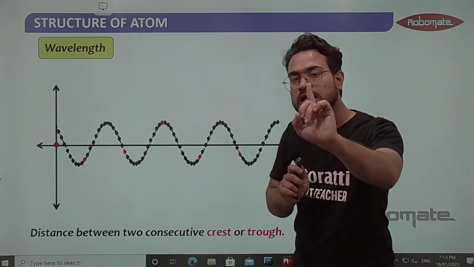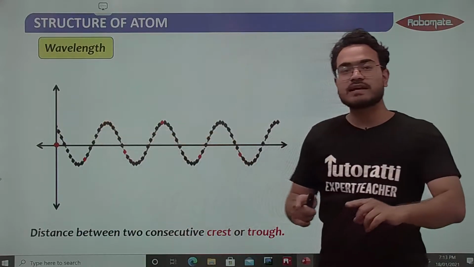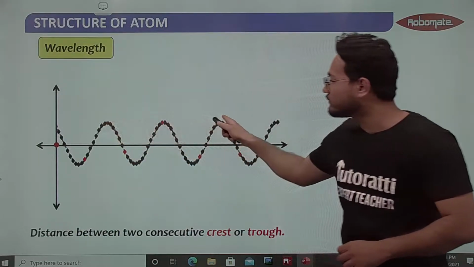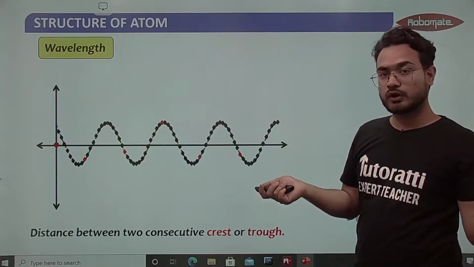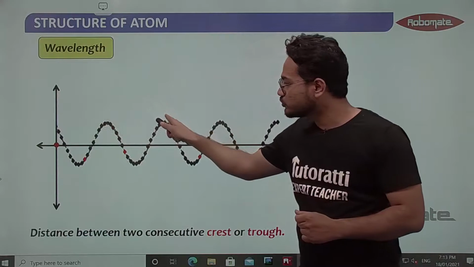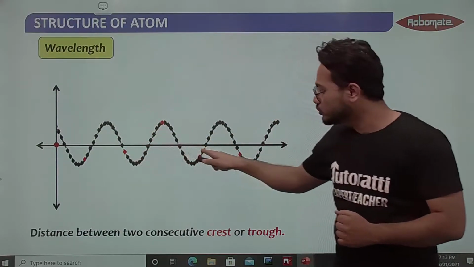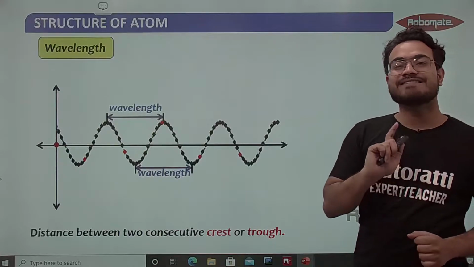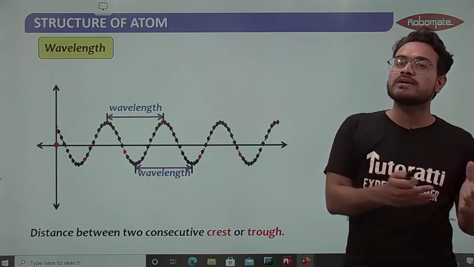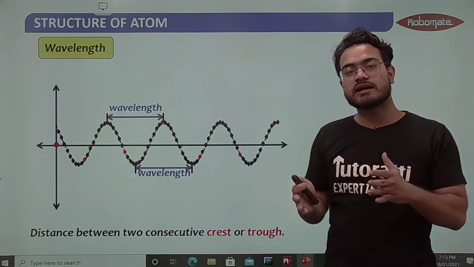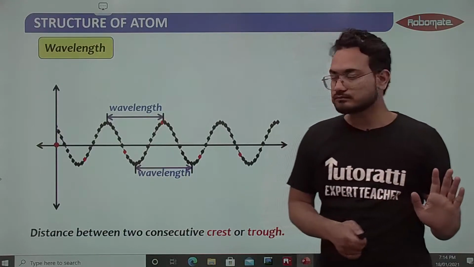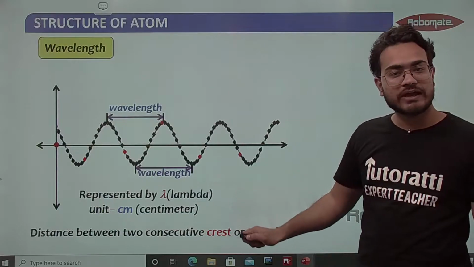Why am I using the word consecutive? If I say distance between two crests, some notorious student is going to calculate from this one to that one. He will say, you said crest to crest. I said two consecutive crests. From this crest to this crest, or from this trough to this trough, the distance will be called wavelength. Whether this or this, the distance will be called wavelength. It is generally measured in meters, but the wavelength is very small, so it is measured in nanometer or generally in angstrom. Okay, it is described by lambda.